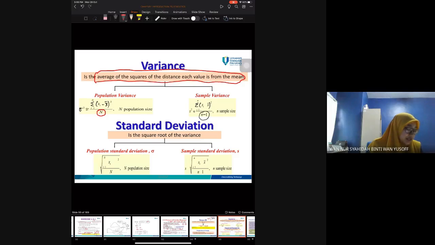Okay, so standard deviation is just the square root of the variance. Pay attention to the notation here, it is very important. So S, and here is sigma.